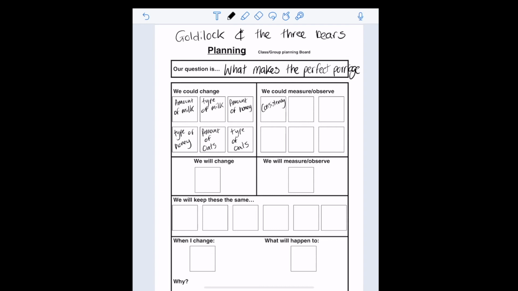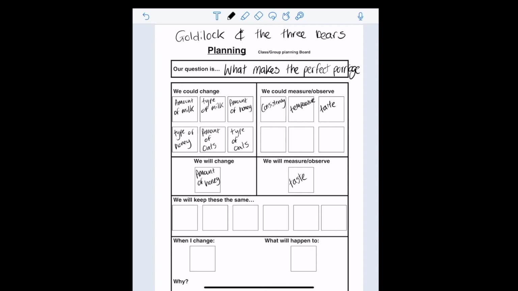The second section here is what we could measure. Now, if I was thinking about porridge and what I could measure, I could measure the consistency of the porridge, the temperature of the porridge, or the taste of the porridge, to look at the perfect porridge, running off the Three Bears theme. I've decided we will measure taste, and we are going to change the amount of honey. Will this make a difference to the perfect porridge?